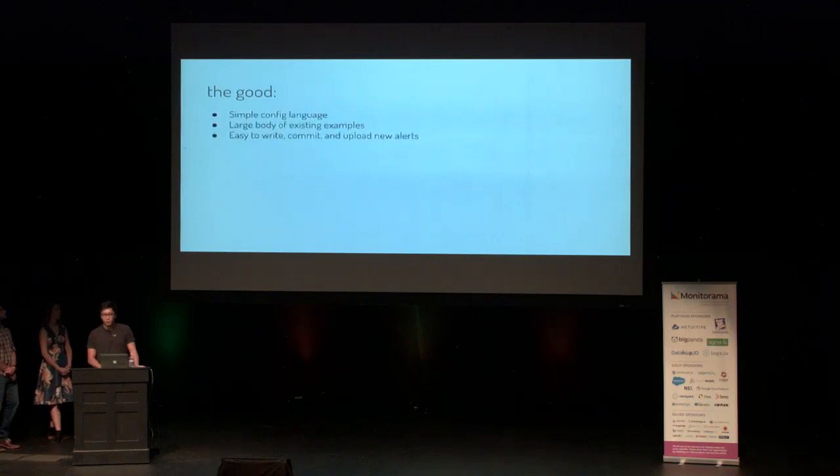First, it had a pretty straightforward, simple config language. Second, over the years, a lot of configs made their way into Git, so there were plenty of examples to look at if you were trying to write a new alert. And third, you could quickly write new configs, push them to Git, and upload them to our system.